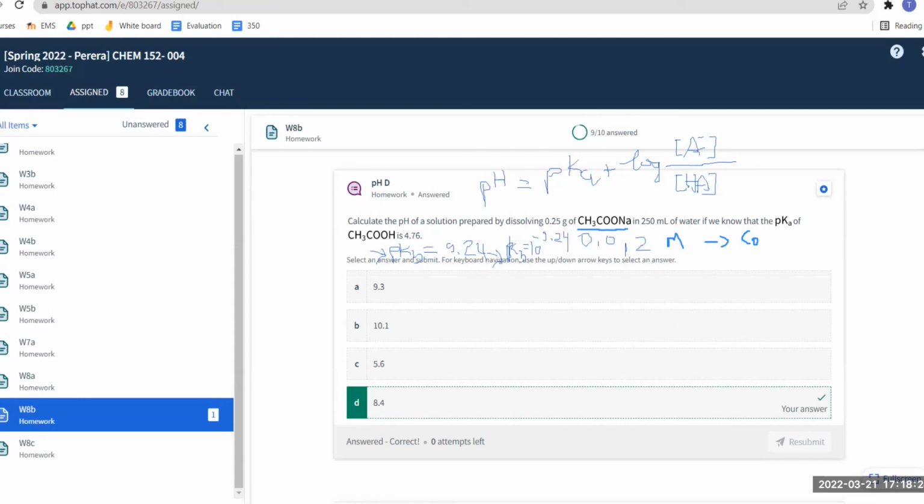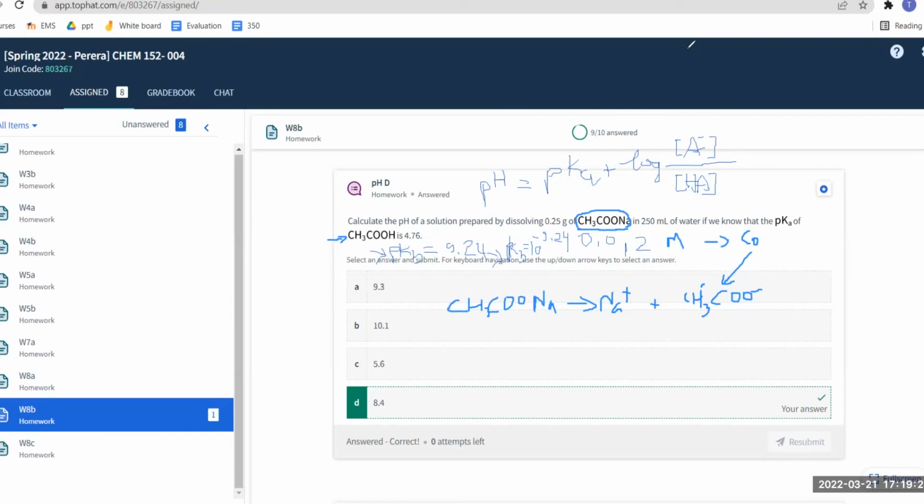Did you realize that this is the conjugate base of that acid? Yes, because it's called sodium acetate as well. When you dissolve this, you get CH3COO minus and Na plus, since it completely dissociates. That's what we calculated here: the concentration of the conjugate base of the weak acid given to you. Now we know the C naught.